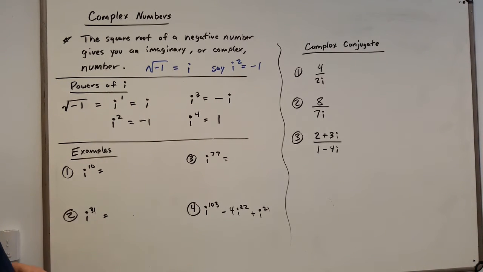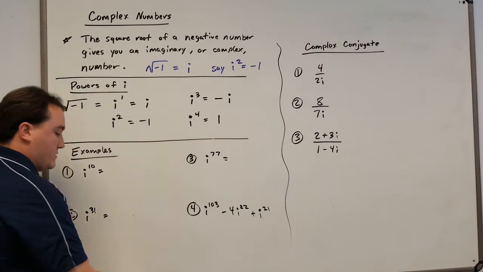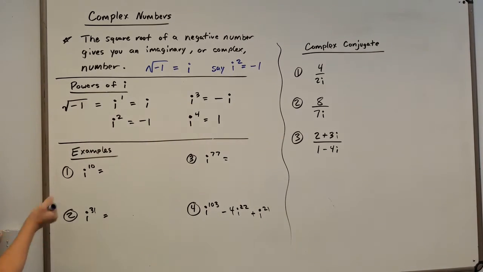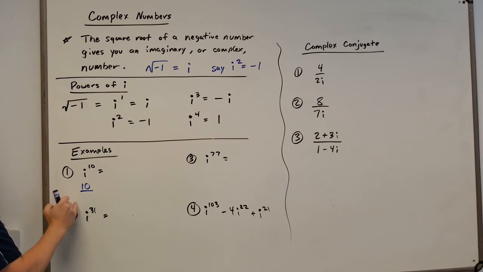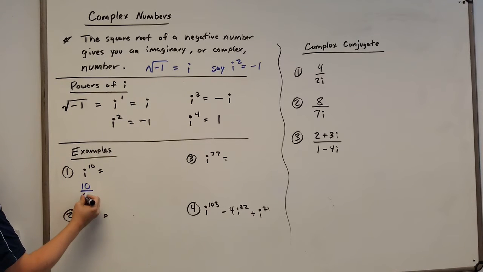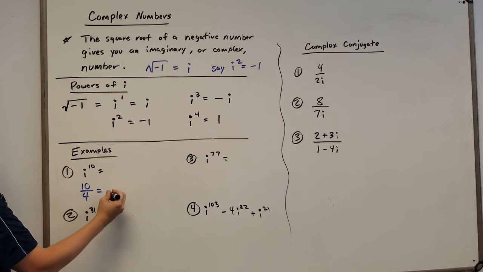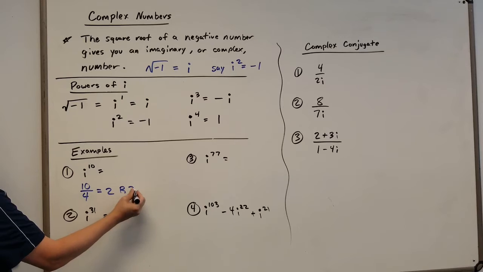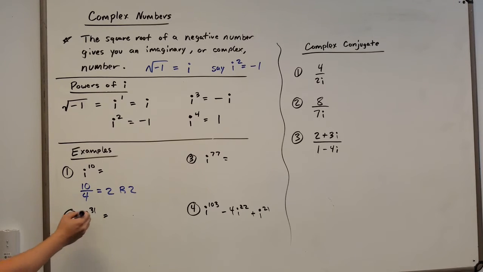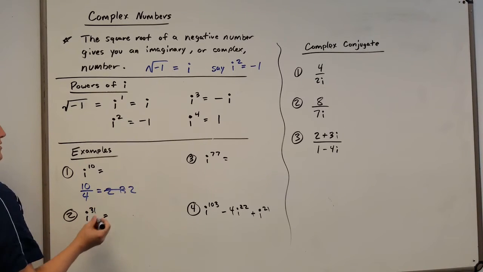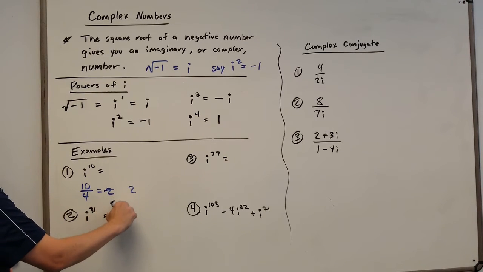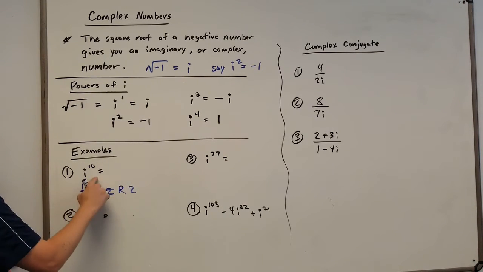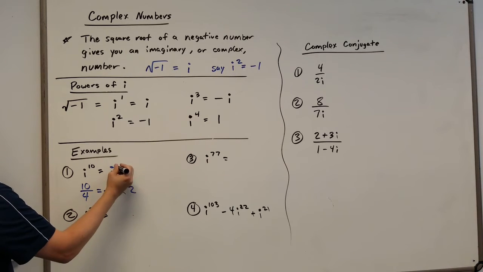Example, i to the 10th power. Here's a trick when you're dealing with these. There are 4 different answers here, so we divide by 4. We get 2 remainder 2. Okay, the first number here actually doesn't matter. We don't need it. The remainder is what's important. So the remainder is 2, so this is equal to i squared.